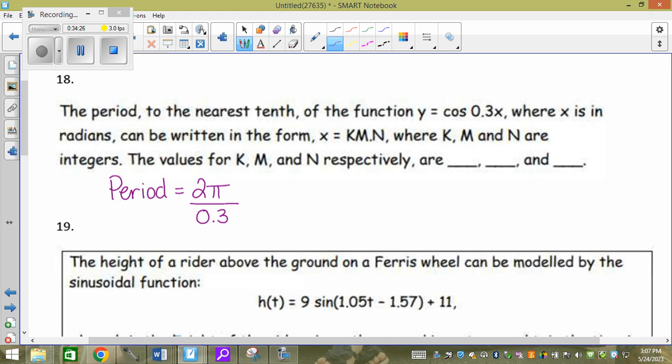So it wants it to be written in a decimal. So you put in the pi. So I go 2 pi divided by 0.3. And it's going to equal 20.9. And then it wants the values of k, m, n respectively. So in that order. 209.